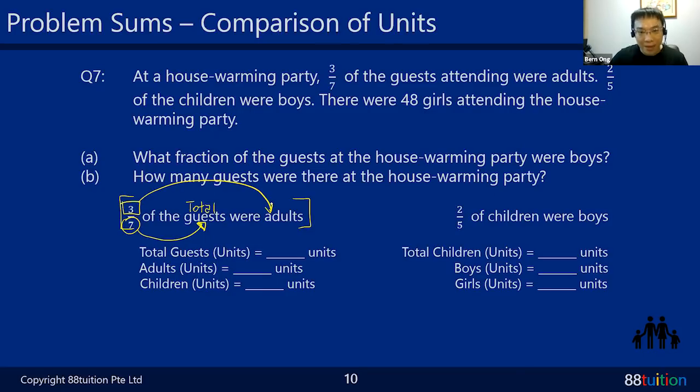All right. So 3 out of 7 of the guests were adults. So we have total guests is 7 units. And we have the adults is 3 units. So what is the opposite of adults? Not adult means children. All right.